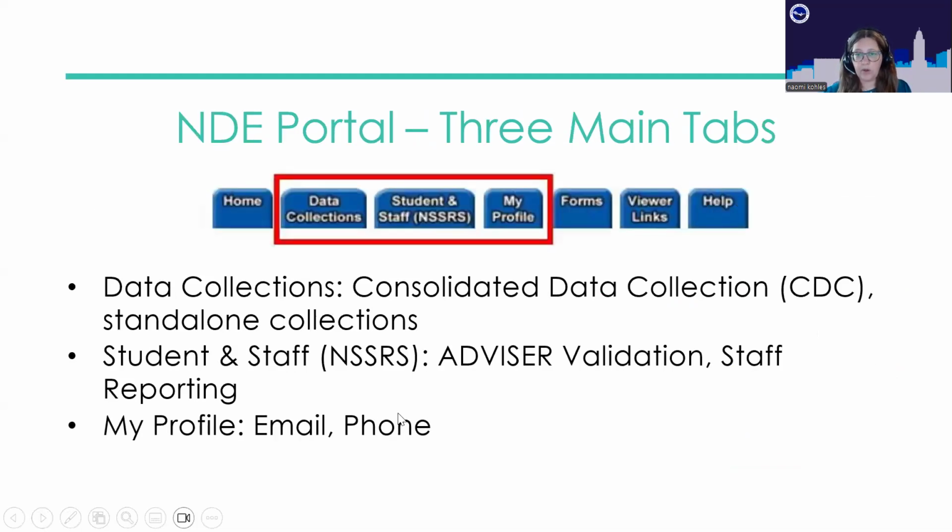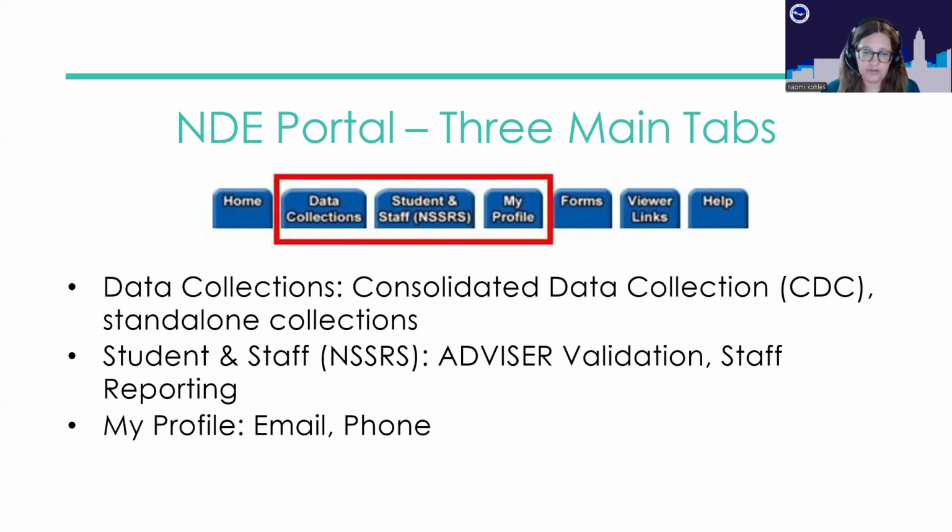The other tabs that we're going to talk about today are the data collections tab. This has collections that collect a lot more aggregate data points. So we have the consolidated data collection within that, and then several other standalone collections that are very specific. One example would be non-public curriculum. That's a collection where the non-public schools submit their course data to the state and they associate it with a teacher. So it's more aggregate in that way.